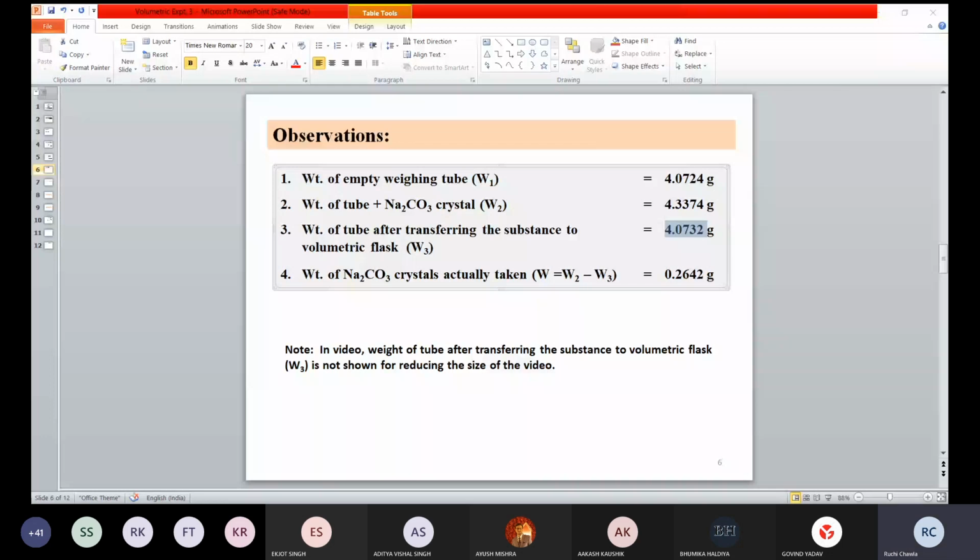Okay, so I hope you all have noted down these readings on slide number 6. Should I move further? Say yes or no at least. Yes, ma'am. So this is table number 1. Titration value for the standardization of acid solution.